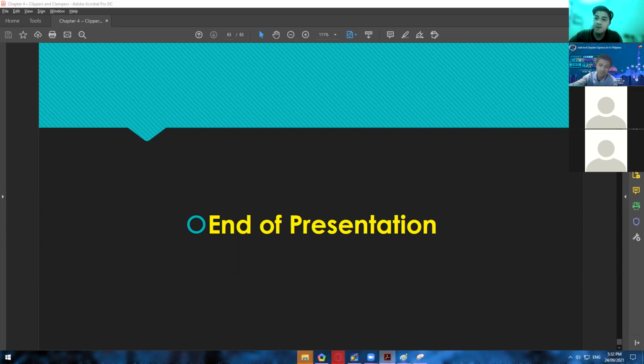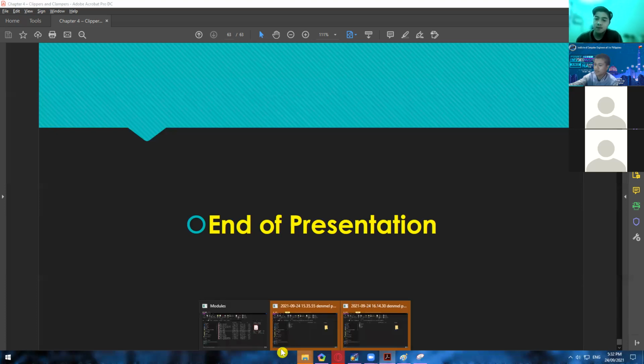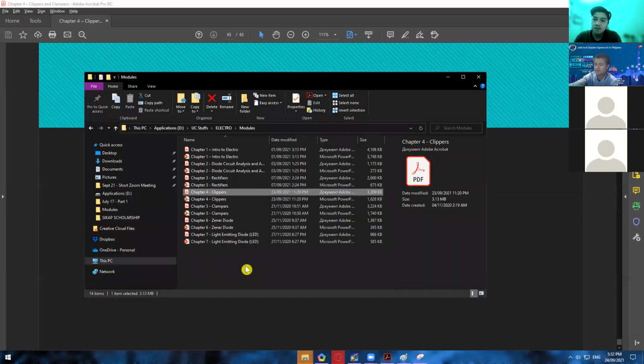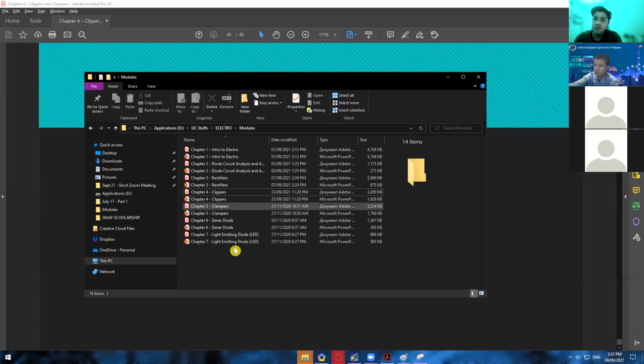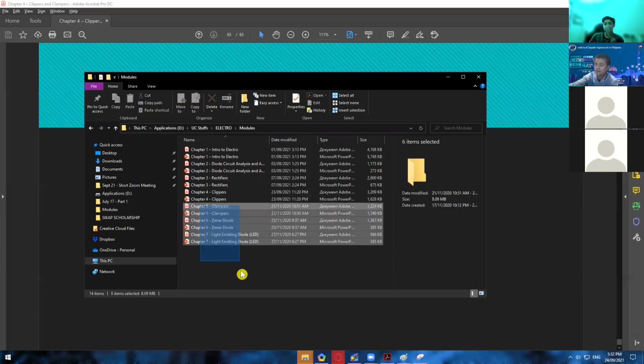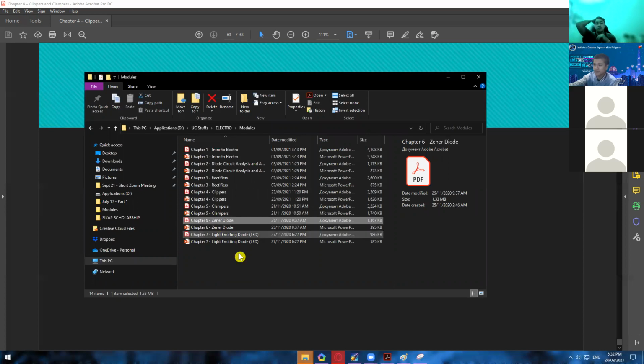Yeah, mas mabilis ngayong finals. So we have to finish the topic next meeting, also the clamper. So meron pa tayong 3 meetings left. As long as we have 3 meetings left, we can finish those 4 remaining modules. So clampers, Zener diode, and then the light emitting diode.